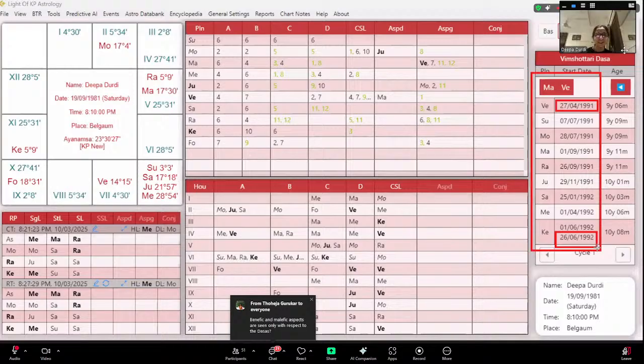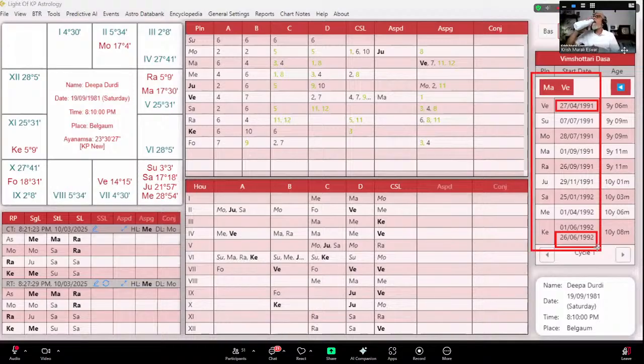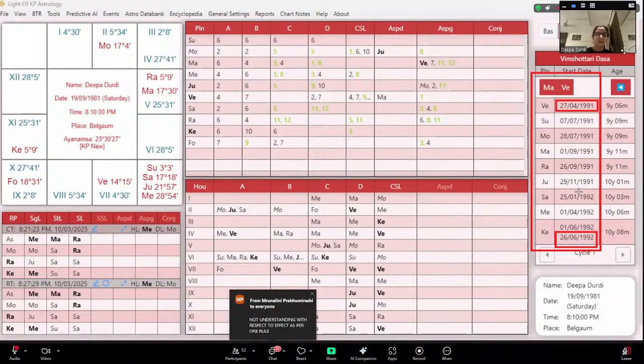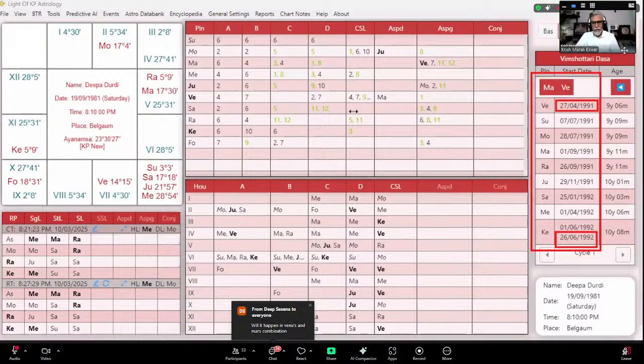My childhood was very good. It was very nice, everything was good. Only 11th and 12th standard was a bit difficult for me, sir. I was looking for a BTech degree, but due to the marks and all, during that time only, I got this Shani Mahadasha. So I lost that seat also, and I had to do an alternative course.